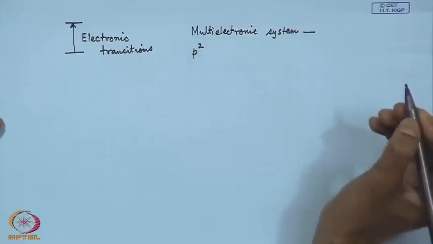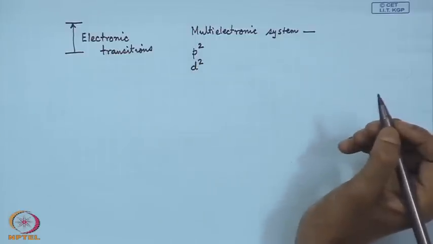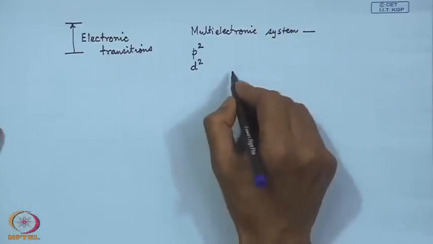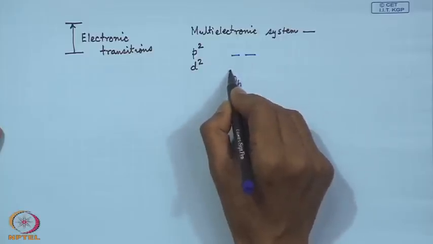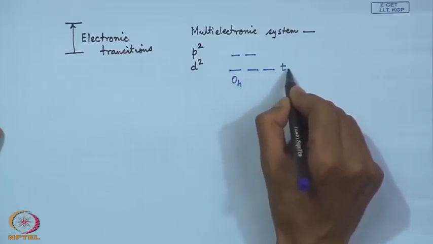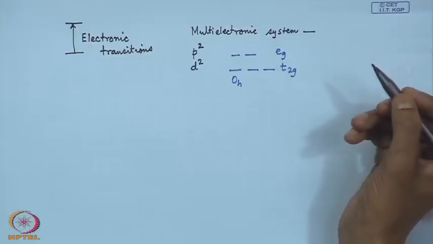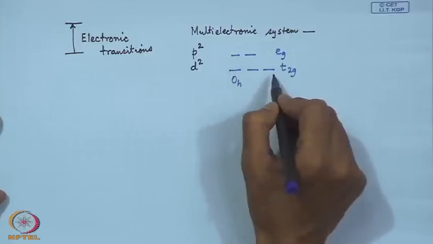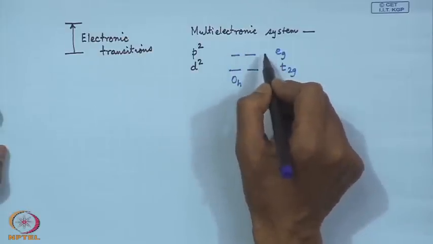And for a multi-electronic system we have seen that we have an electronic state where two p electrons are present or two d electrons are present, and in crystal field terminology, in an octahedral crystal field these two electrons can be present either in the T2g level or in the Eg level. So, during these electronic transitions we can have both the two electrons in this T2g level, or these electrons can go up to the Eg level.